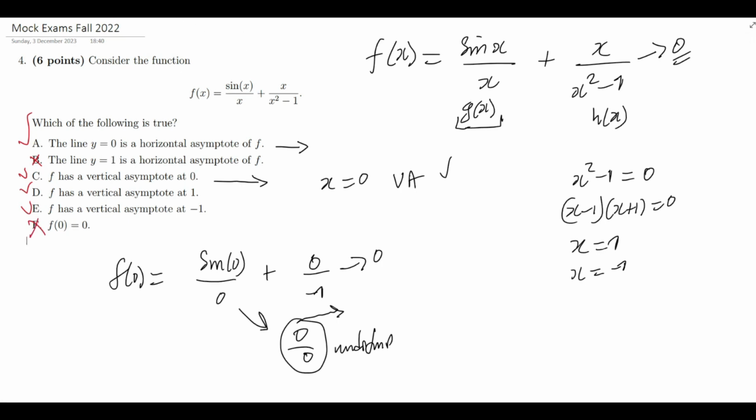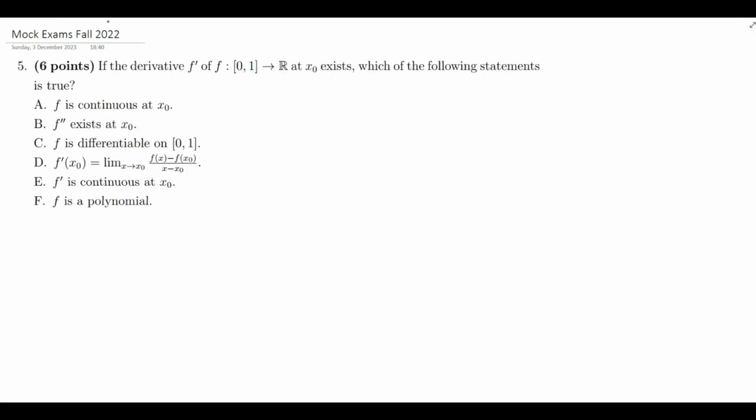Let's go to the next one. So now we are dealing with question 5, and question 5 says that if the derivative f prime of a function within the interval 0 and 1 in the set of real numbers at x0 exists, which of the following statements is true? The first statement says that f is continuous at x0.